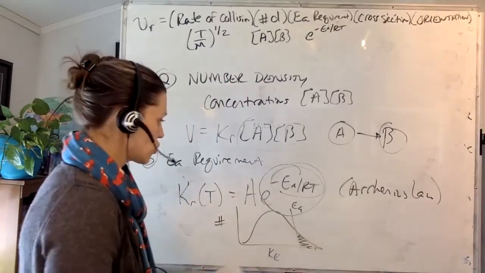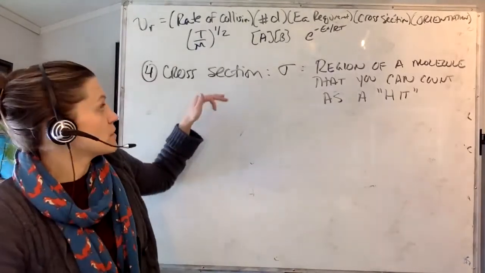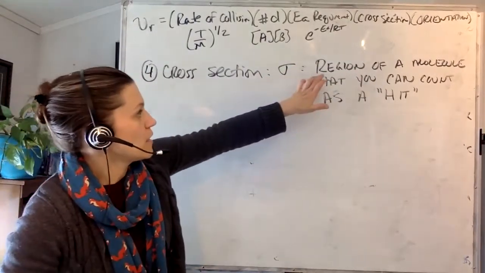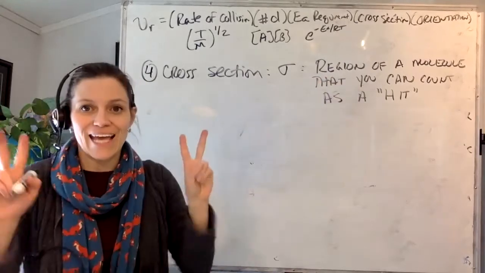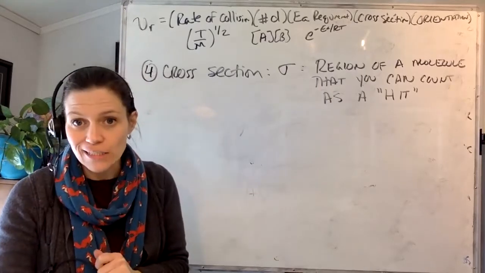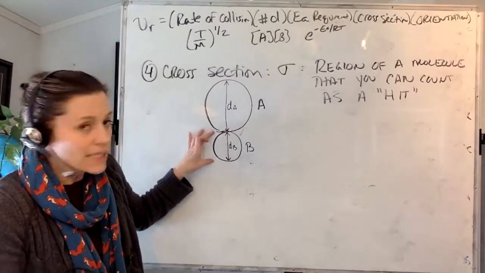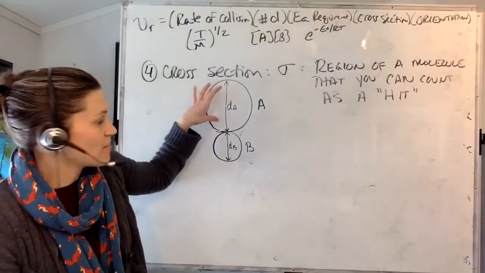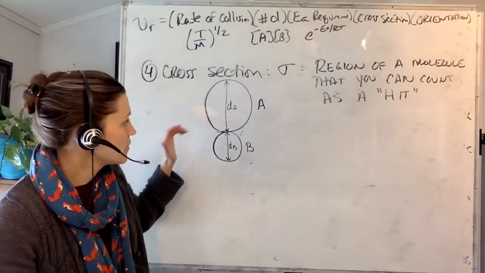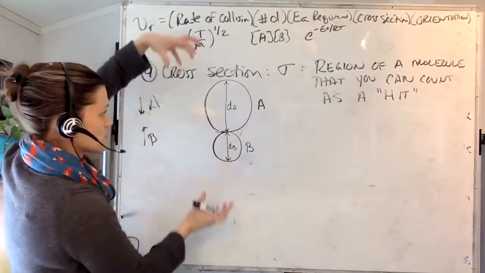Okay, so now we're talking about the cross section, and this is represented as a sigma, and it's the region of a molecule that you can count as a hit. So I am going to draw figure 18A.1 to further demonstrate. Here I have molecule B represented as a sphere, and molecule A represented as a sphere, each of which has a diameter dB and dA. So this assumes that they're going to be coming together like this, smashing into each other.